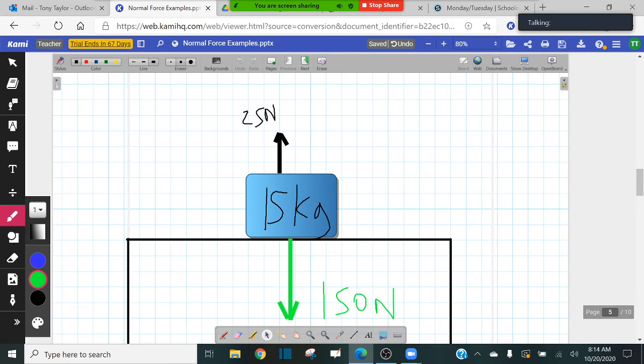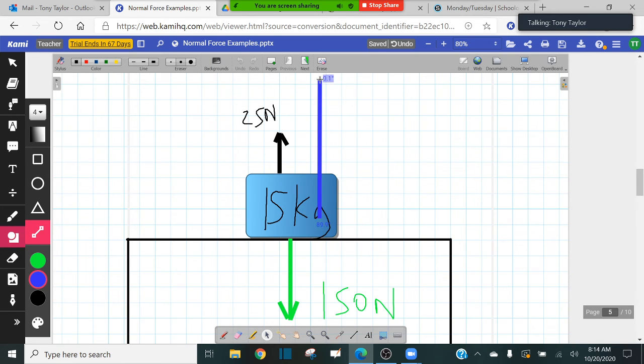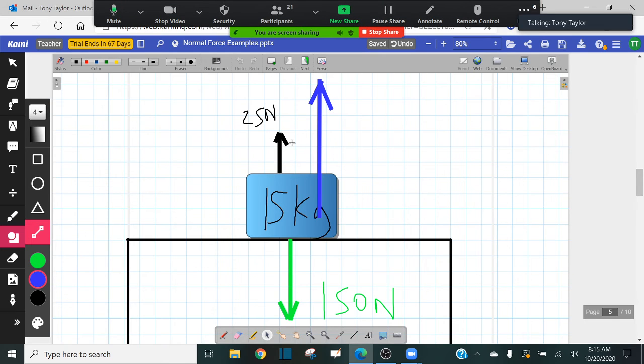Now the question is, what is the magnitude of this normal force pushing up on this surface? Well, guys, remember what I said. Since the object is not accelerating, it's not moving, all of our up forces should balance our down force.